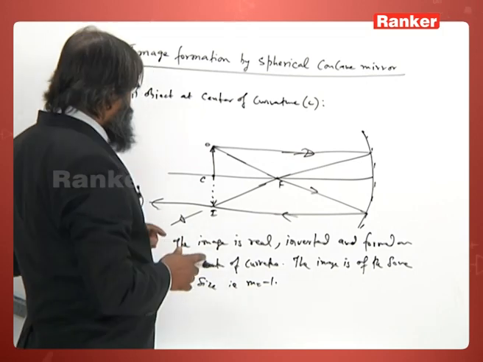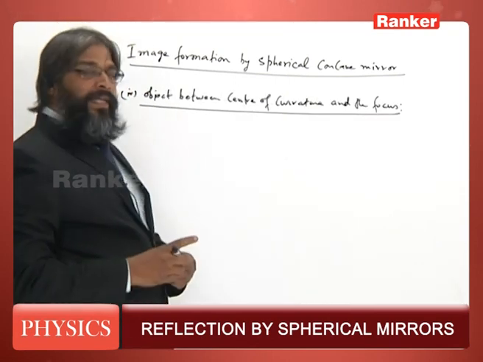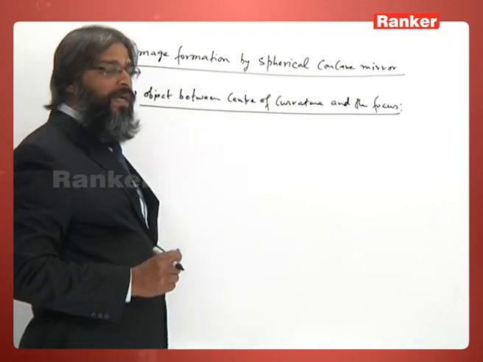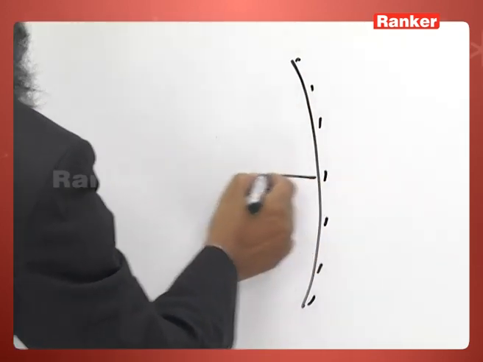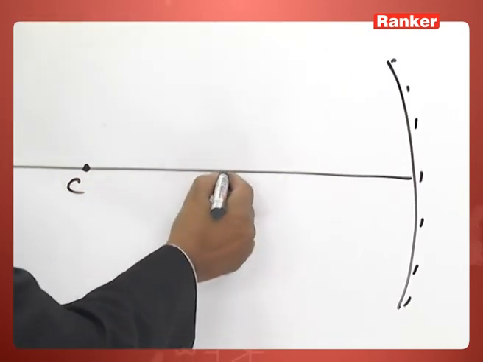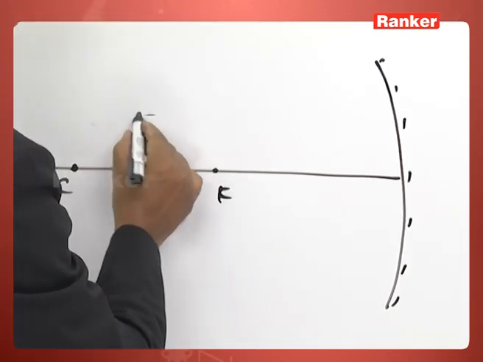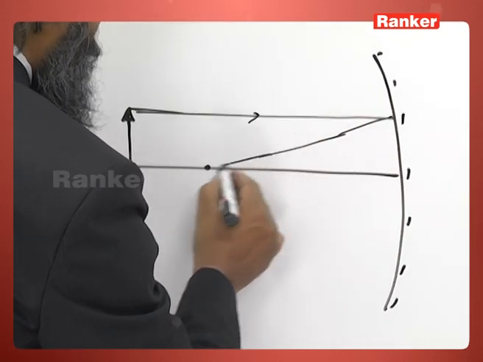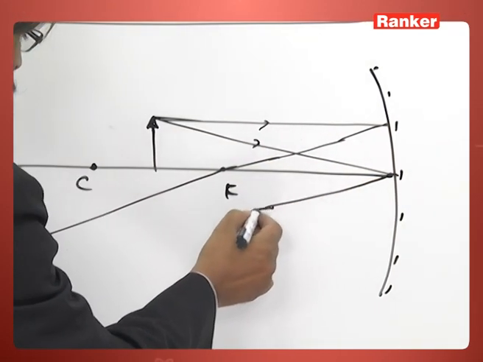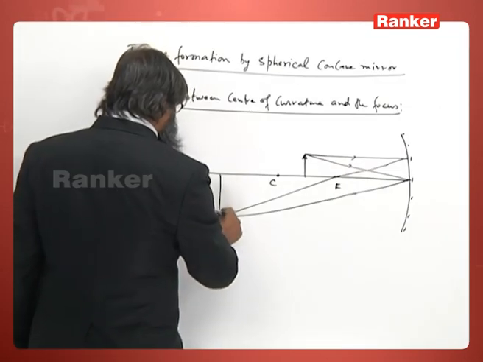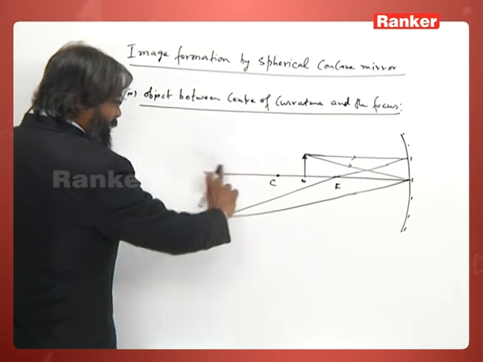It's a point object. Now next we will see the object between center of curvature and focus. Object is between center of curvature and focus. So this is my spherical mirror and this is the principal axis. Let us take this as C and this as F. So I had an object here. Let us suppose any ray parallel to this has to pass through focus, and any ray like this gets reflected and passes like this. So the image is formed here. This is the object and this is the image. The image we see is formed beyond C.